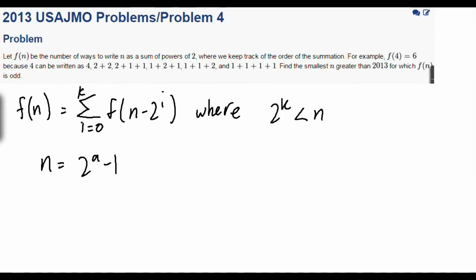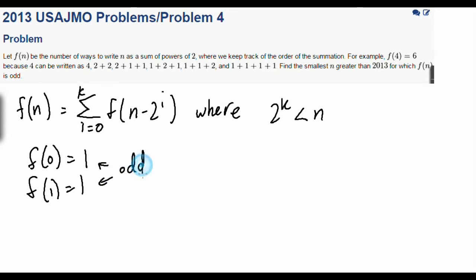So we want to prove that. First, we need a base case for induction. Well, we know f of 0 is, I think, 1. f of 1 is 1, and 0 is just 2 to the 1 minus 2 to the 0 minus 1, and 1 is 2 to the 1 minus 1, and these are both odd. So we already have 2 base cases we can work with. So next we prove this. To help you guys visualize this, I'm going to draw a line.